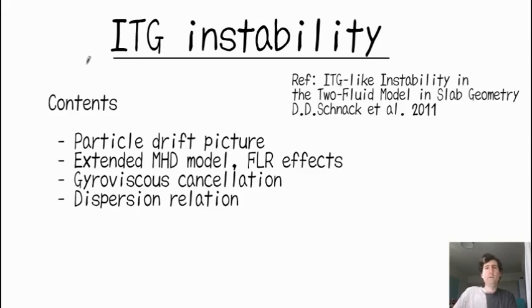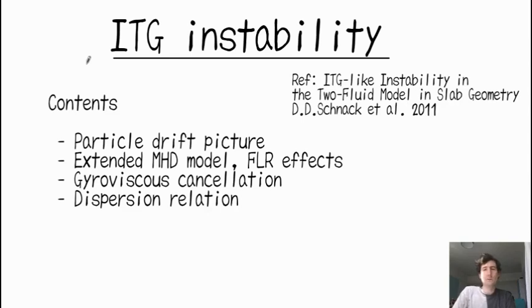Welcome. In this video I'll discuss the ITG instability. This is the ion temperature gradient, and it's a kinetic instability which is driven by gradients, so radial gradients in the ion temperature. And it's an important instability for transport in modern high temperature tokamaks.